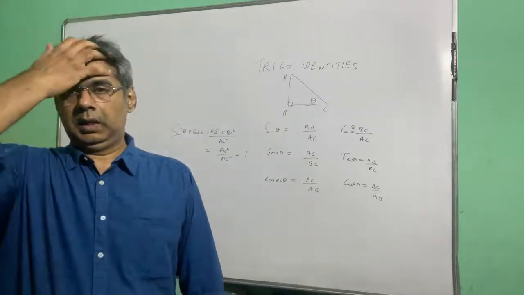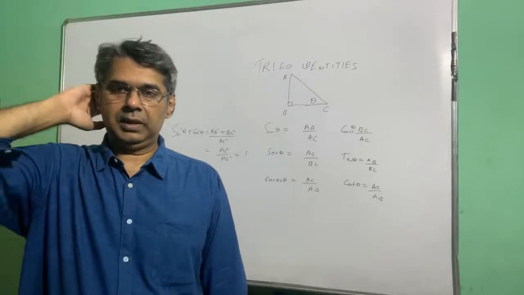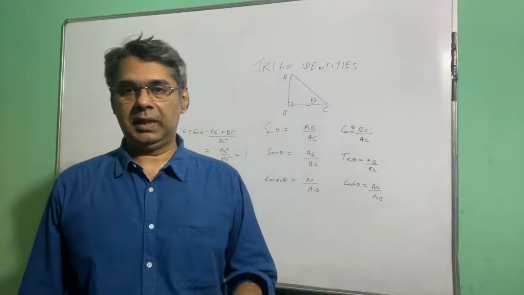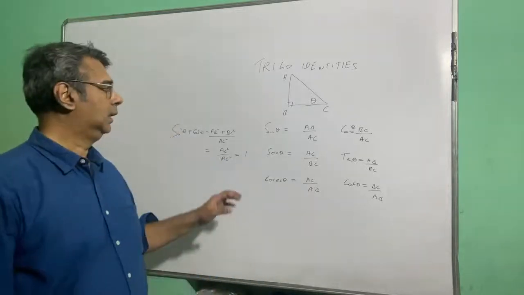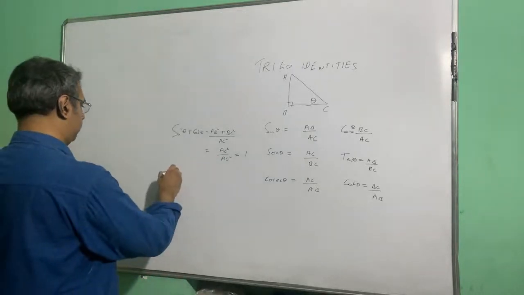Mind you, these identities are universal. That's why they are called identities. You don't have to be concerned about the size of the angle theta. These are identities, so the size of the angle doesn't matter. So sin square theta plus cos square theta is 1. This is the first identity.